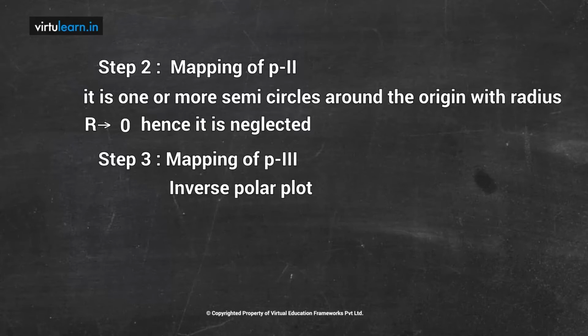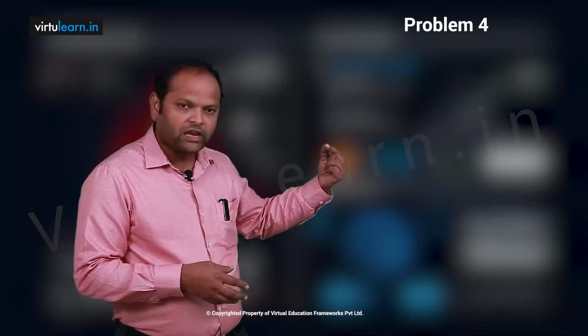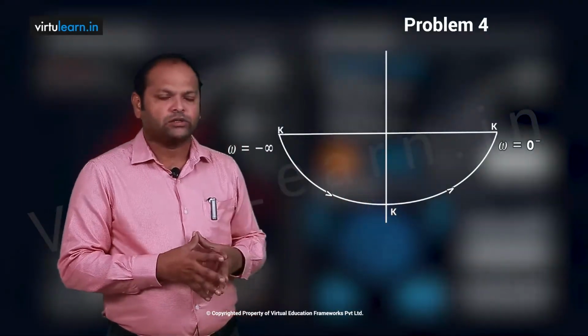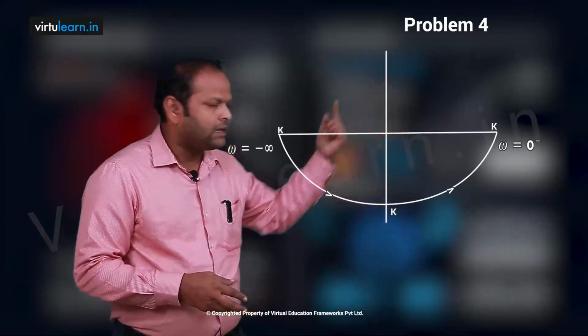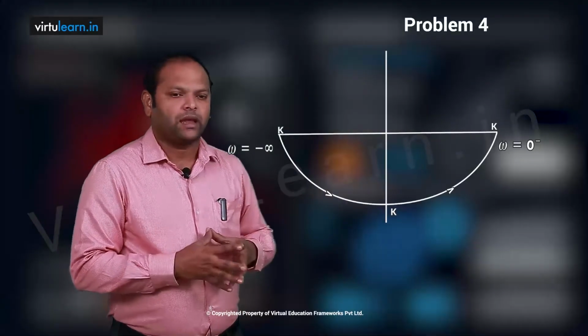Path 3 mapping will be the inverse polar plot. We already have the polar plot like this. The inverse polar plot is a mirror image like this, but the direction should be continuous. So with the polar and inverse polar plot, we are going to get exactly a circle with radius k. So everywhere you can see it is k.